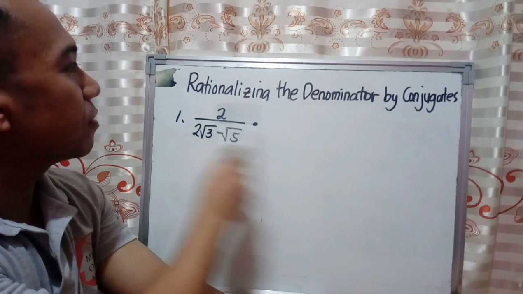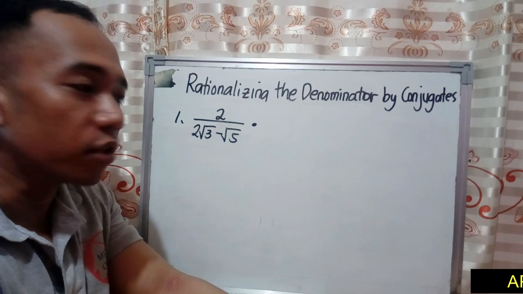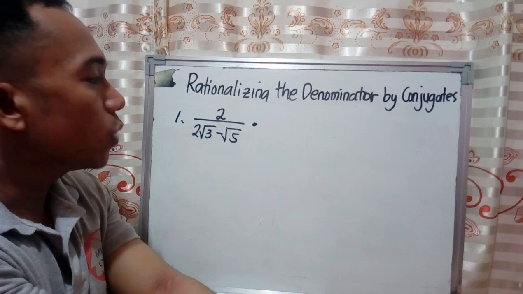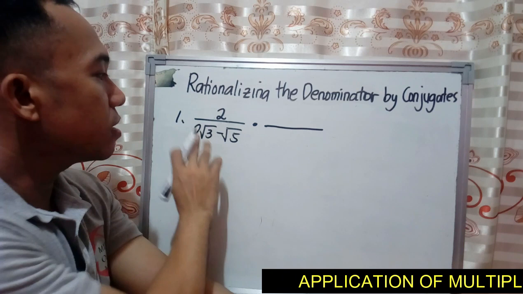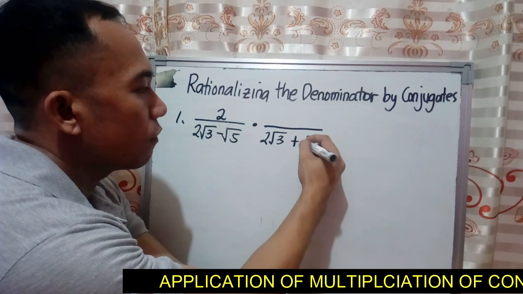So conjugate means, again, a binomial with a different operation. So in rationalizing the denominator of this example, I have here 2 over 2 square root of 3 minus square root of 5. We will just multiply this by its conjugate. So what is the conjugate of this? Since this is minus, the conjugate is 2 square root of 3 plus square root of 5. Its opposite operation is plus.